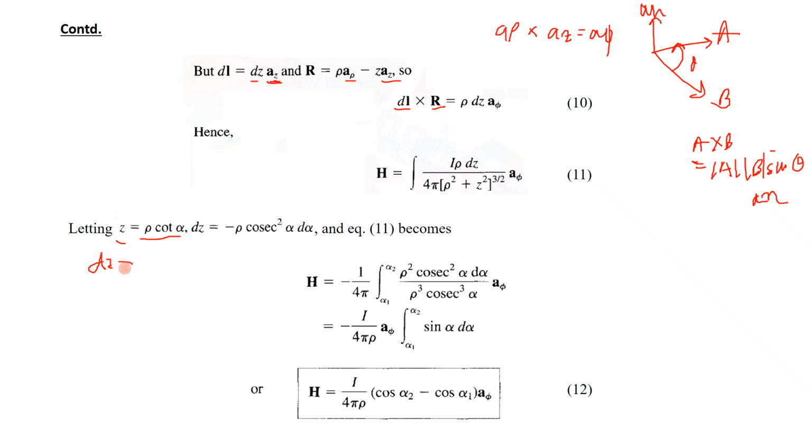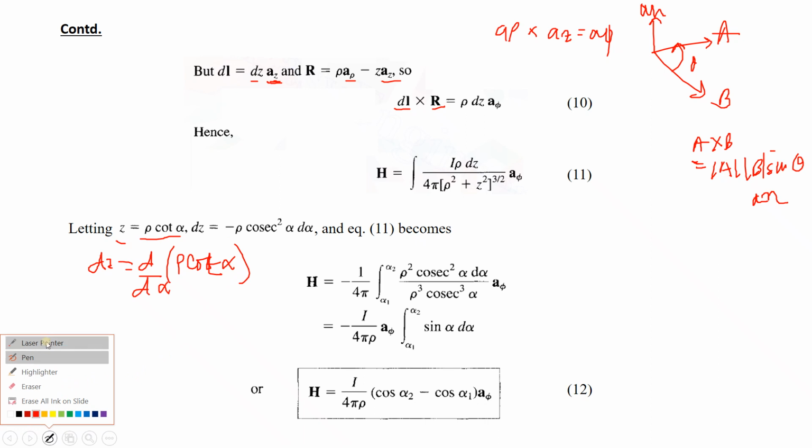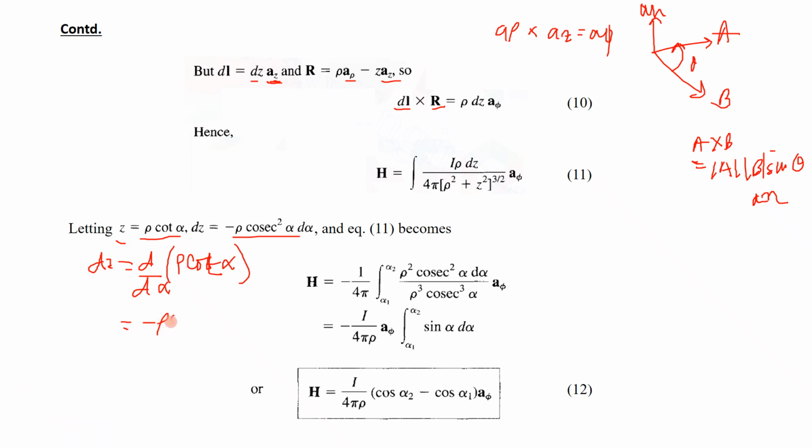Now if you differentiate this equation, dz, with respect to alpha, that means the derivative of cot alpha is minus cosec square alpha. So that is why if you find the derivative, then you will get this solution. dz equals this one, minus rho cosec square alpha d alpha.